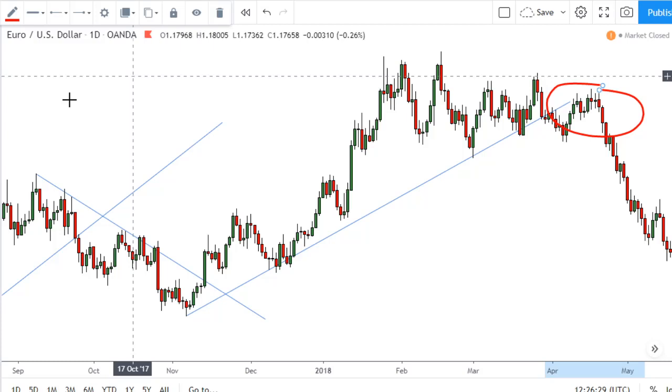Go to the real chart and try to place trend lines. Try to identify the uptrend, downtrend, and things like that.